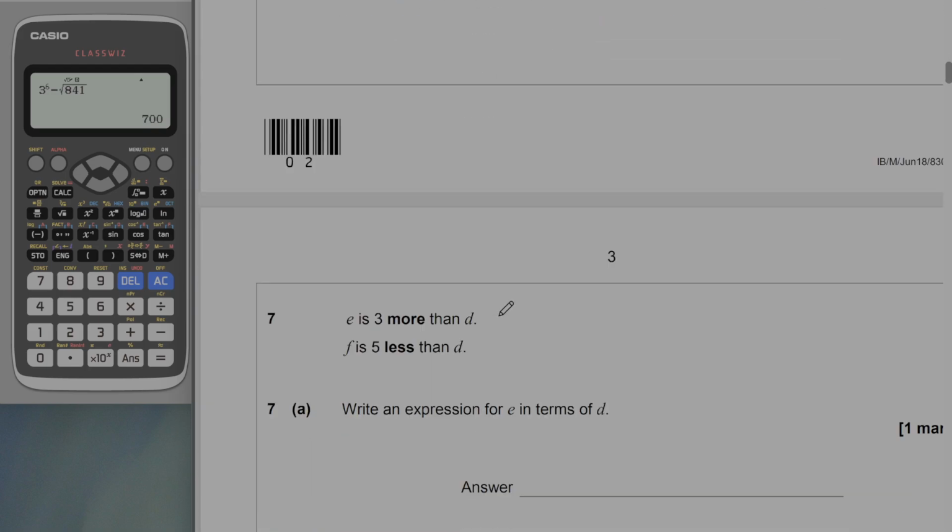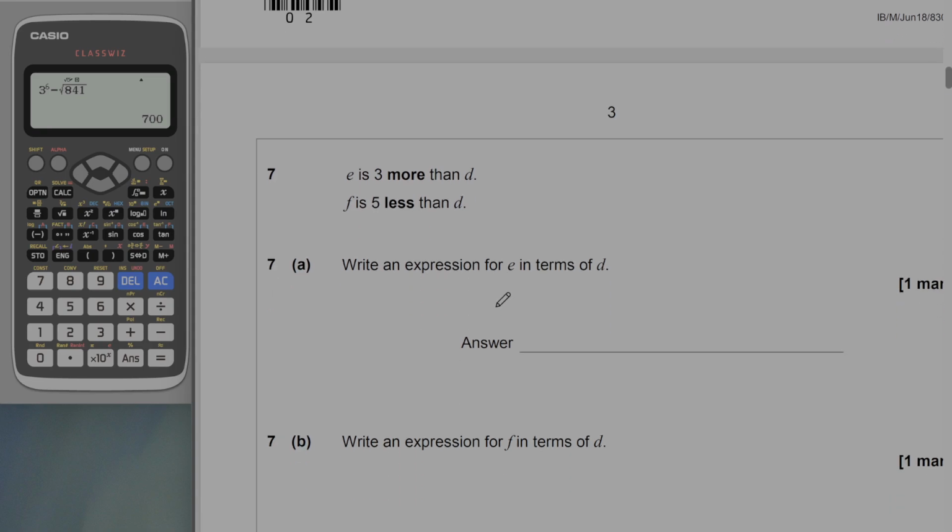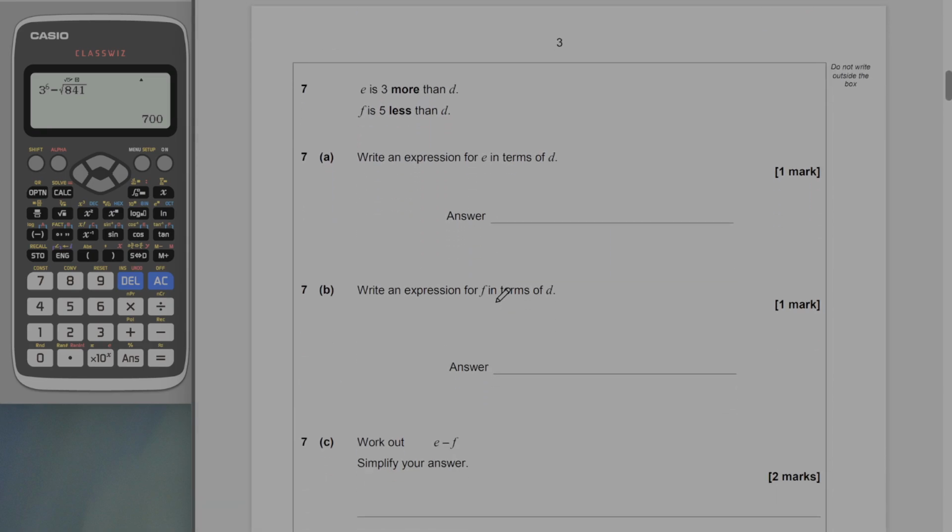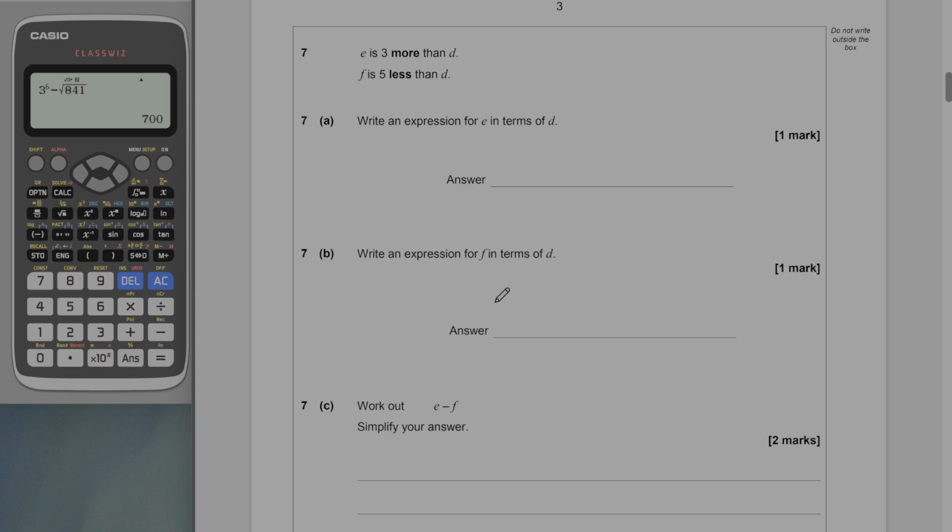Okay, question 7. E is 3 more than D. F is 5 more than D. Write an expression for E in terms of D.